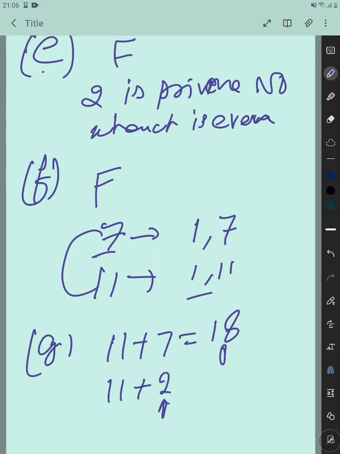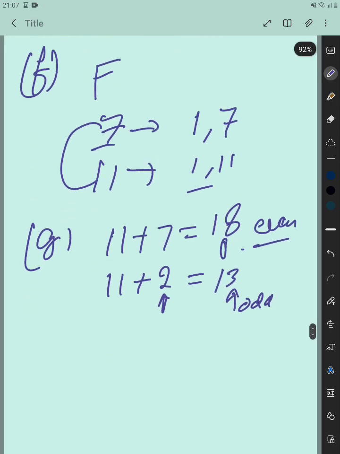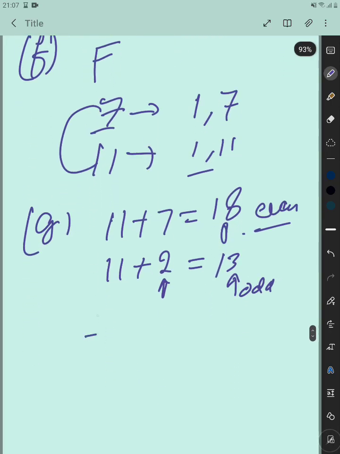If you add 2 to 11, then what will you get? You will get 13, which is an odd number. Here it is even, so this is not always true. So the answer will be false. So you should know the logic actually. That is important.